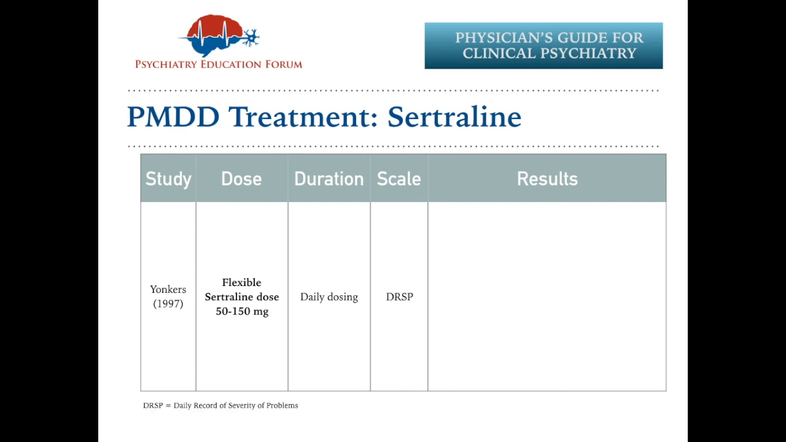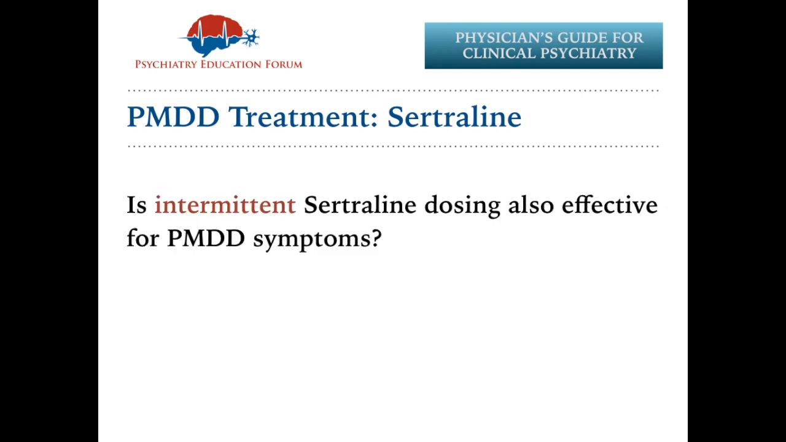Scale was what we talked initially, DRSP, Daily Record of Severity of Problem Scale. What did they find? Well, the study was statistically significant in terms of showing improvement for all symptoms: depression, anger, irritability, and physical symptoms. So daily dosing of Sertraline is effective in that range. How about luteal phase dosing, intermittent dosing of Sertraline for PMDD symptoms?